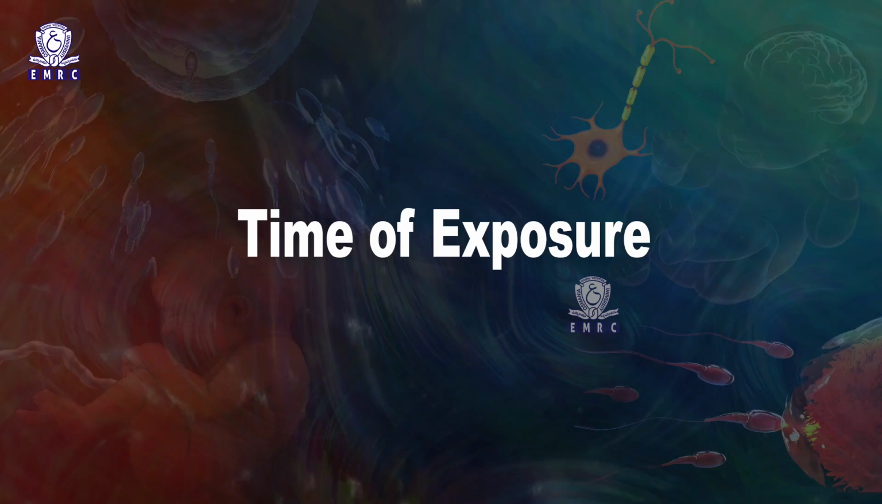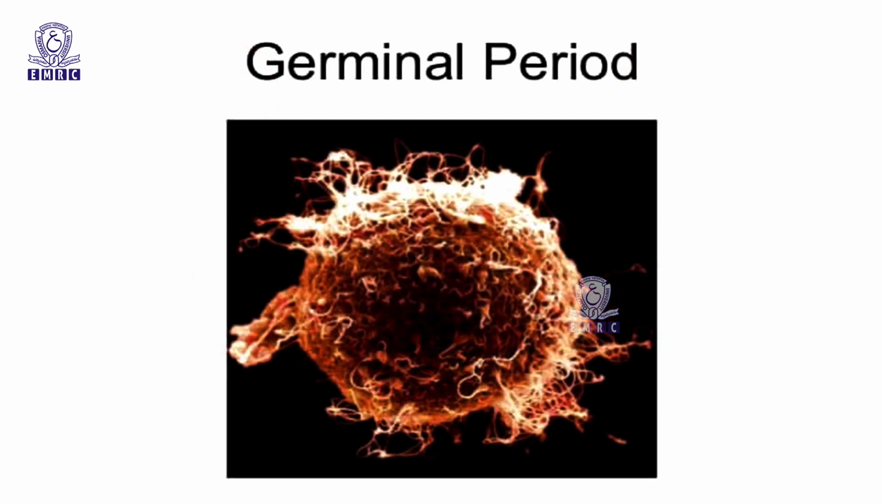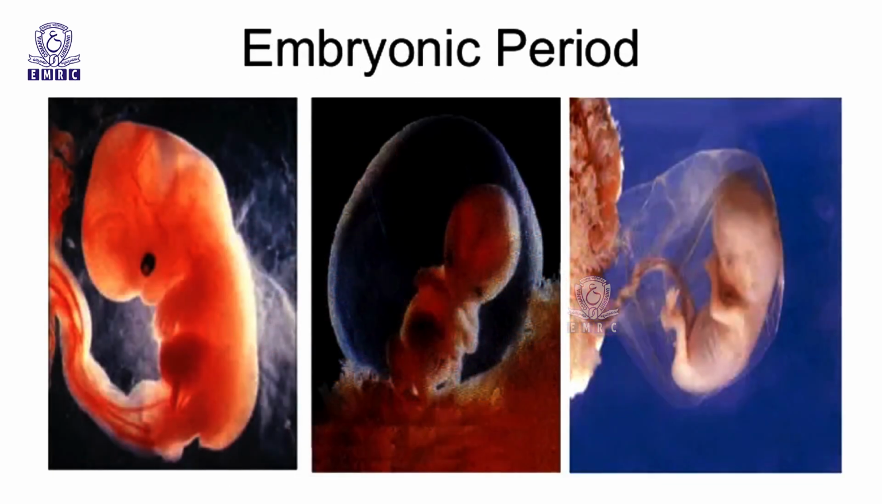Let us understand what the time of exposure means. Teratogens do more damage at some points in development than others. Damage during the germinal period may even prevent implantation. In general, the embryonic period is more vulnerable than the fetal period.